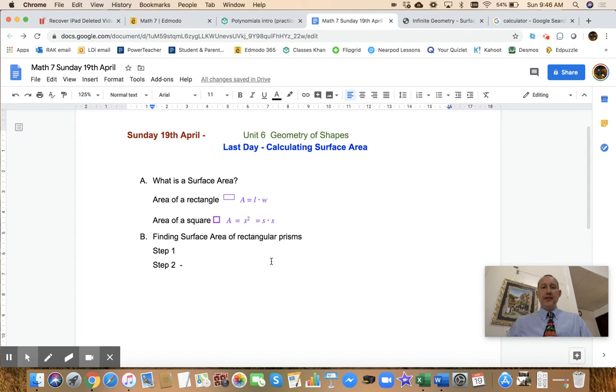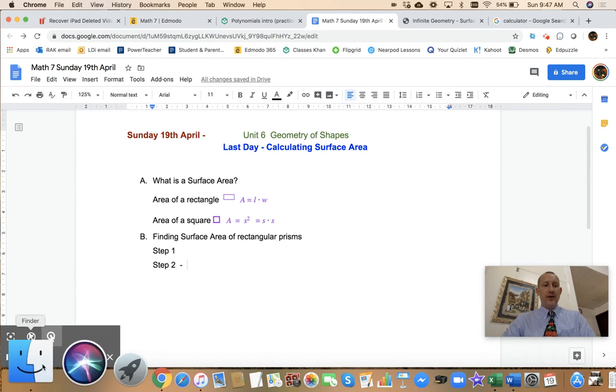So the first thing we got to do is find out what is the length, what is the width, but also what is the height. So we have that third dimension. Identifying that in a problem is the key.